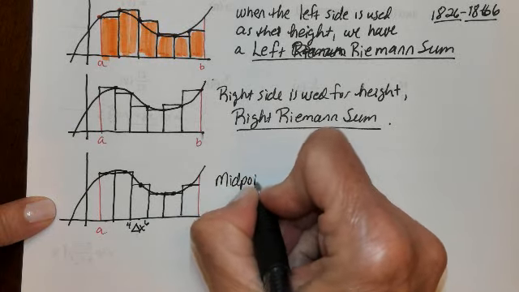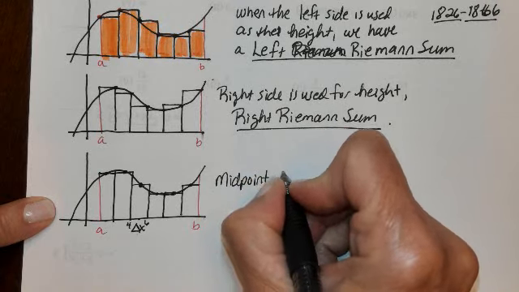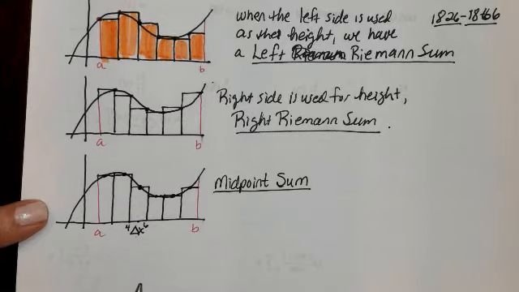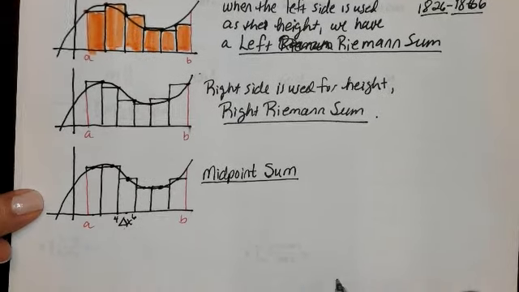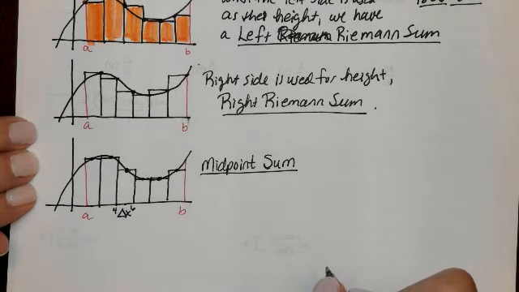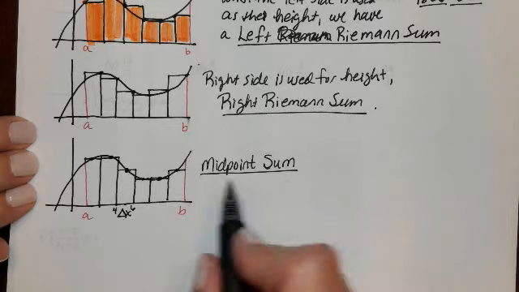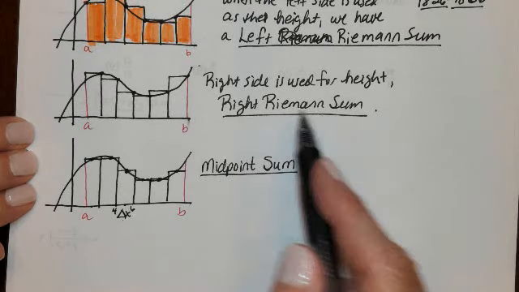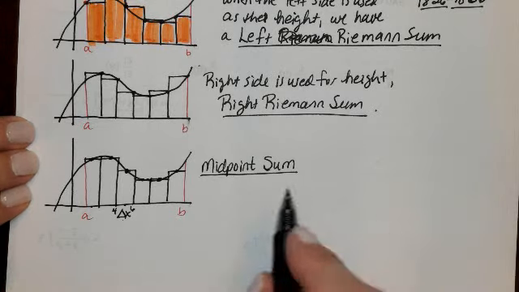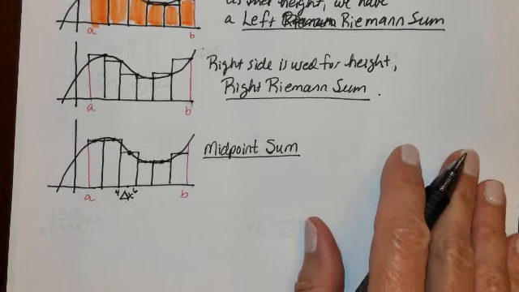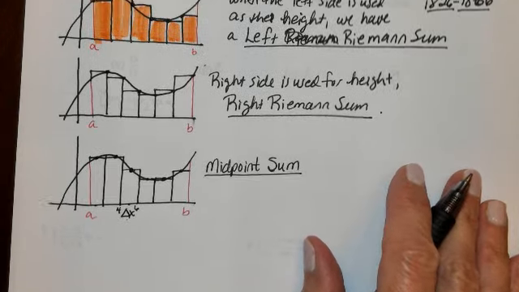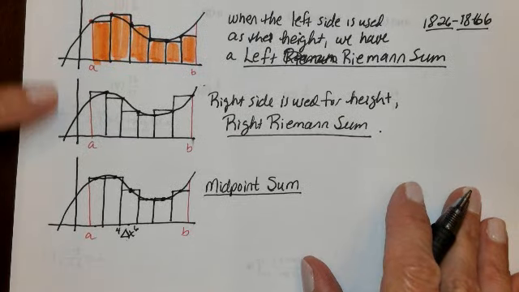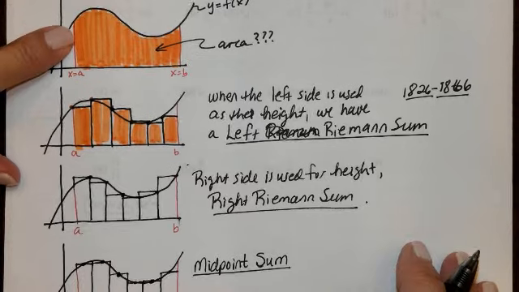So when the midpoint is used, it's called a midpoint sum. Some textbooks call it a midpoint Riemann sum, and some just call it a midpoint sum. Ours happens just to call it a midpoint sum. So if you call it a midpoint Riemann sum, that's okay. But I'm just going to call it a midpoint sum. Okay? So 3 ways that we can use rectangles to approximate the area under a curve.